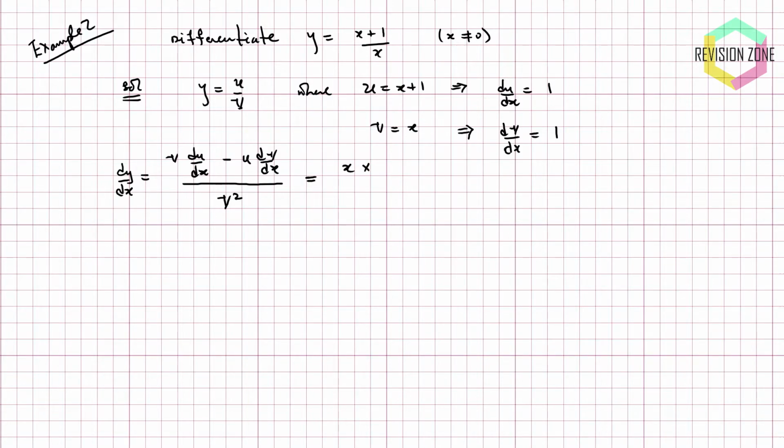What's my du by dx? That's just 1. What's my u? Well, that's x plus 1. What's my dv by dx? Well, that's just 1. And then what's my v? Well, that's just x, but I'm going to square that because the denominator is v squared. Now, it's just a matter of tidying this up. So the numerator gives me x minus x plus 1, and the denominator gives me x squared.